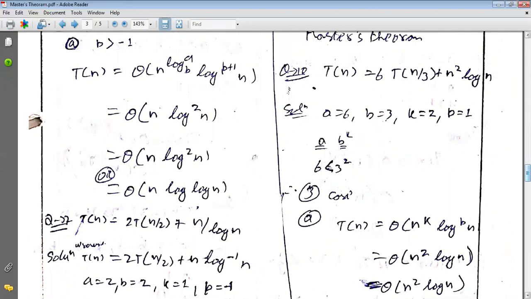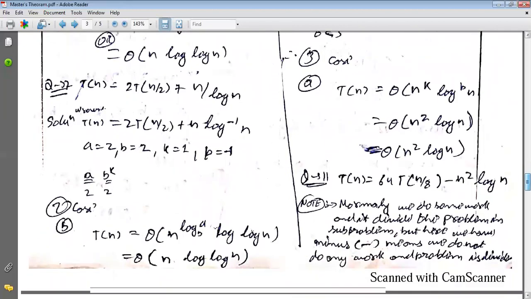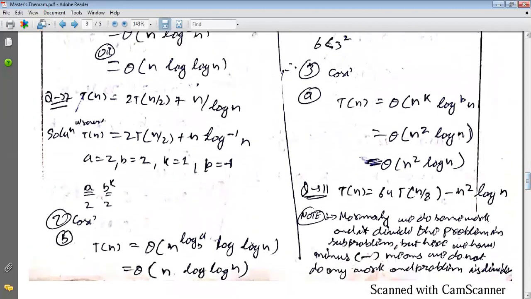It's very easy. Now we go for the next one. What is the next one? This is the next one: T(n) equals 64 T(n/8) minus n square log n. Please be careful. First, observe whether this recurrence relation is in our given format. What is our given format? T(n) equals a T(n/b) plus n to the power k log of n to the power p.